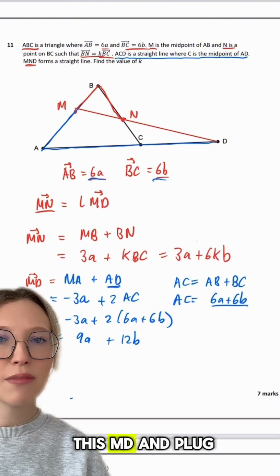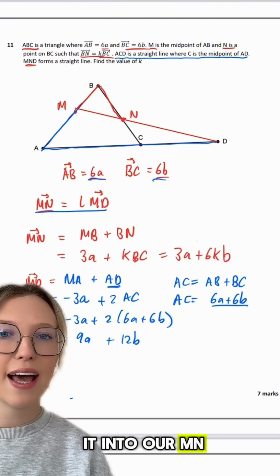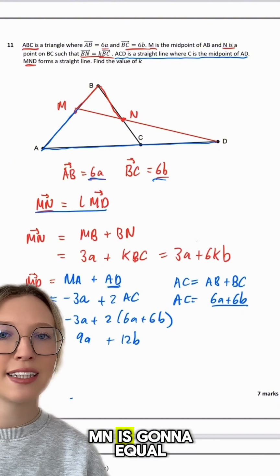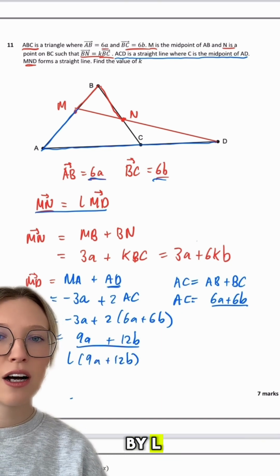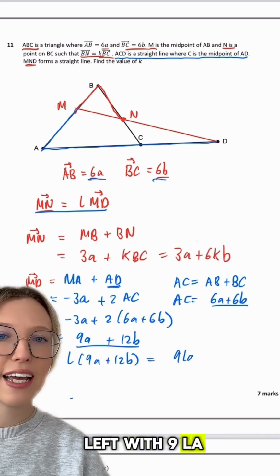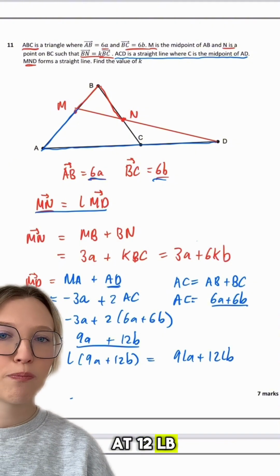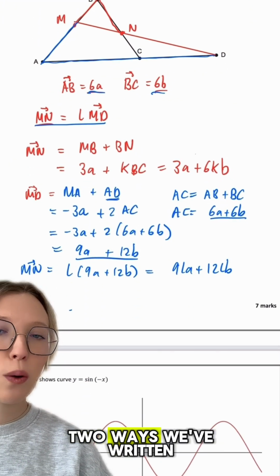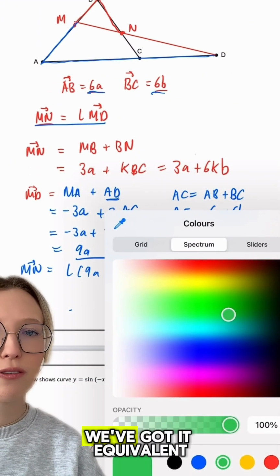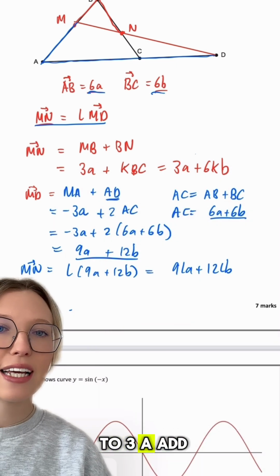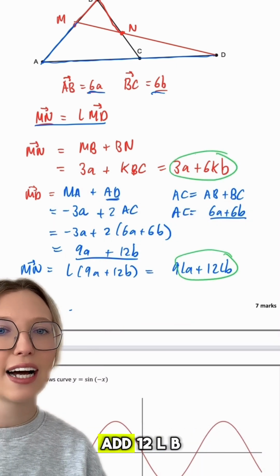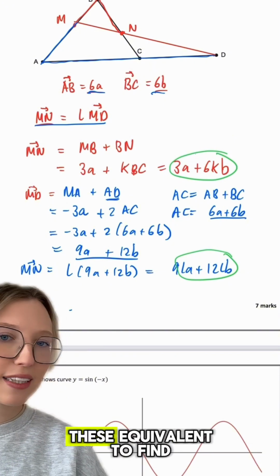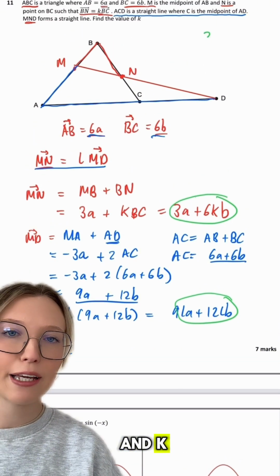Now we can use this MD and plug it into our MN up here, as we know that MN is going to equal l, or some scalar, of MD. So multiplying this through by l, we're going to be left with 9la add 12lb. Now we have got two ways we've written MN. We've got it equivalent to 3a add 6kb, and we've also got it equivalent to 9la add 12lb. So we can make these equivalent to find the values of l and k.